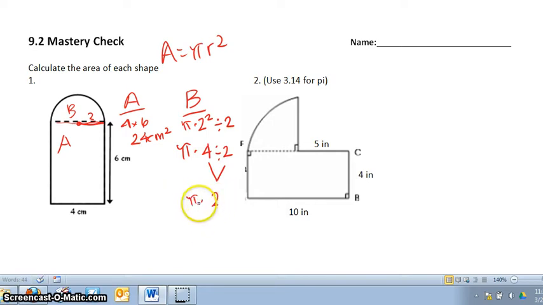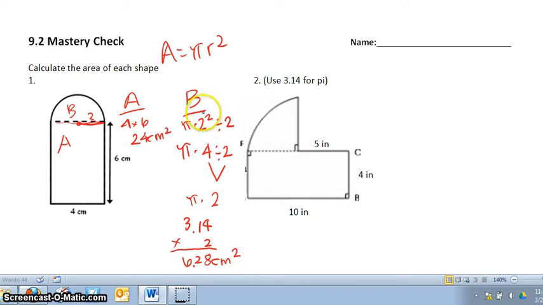And now I'm going to go ahead and multiply this out. Remember that pi is just a symbol that stands for this number 3.14 that helps us find the area and circumference of circles. So I want 3.14 times 2. If you prefer to do this with lattice, be my guest. So 2 times 4 is 8, 2 times 1 is 2, 2 times 3 is 6. My decimal goes there. So 6.28 square centimeters.